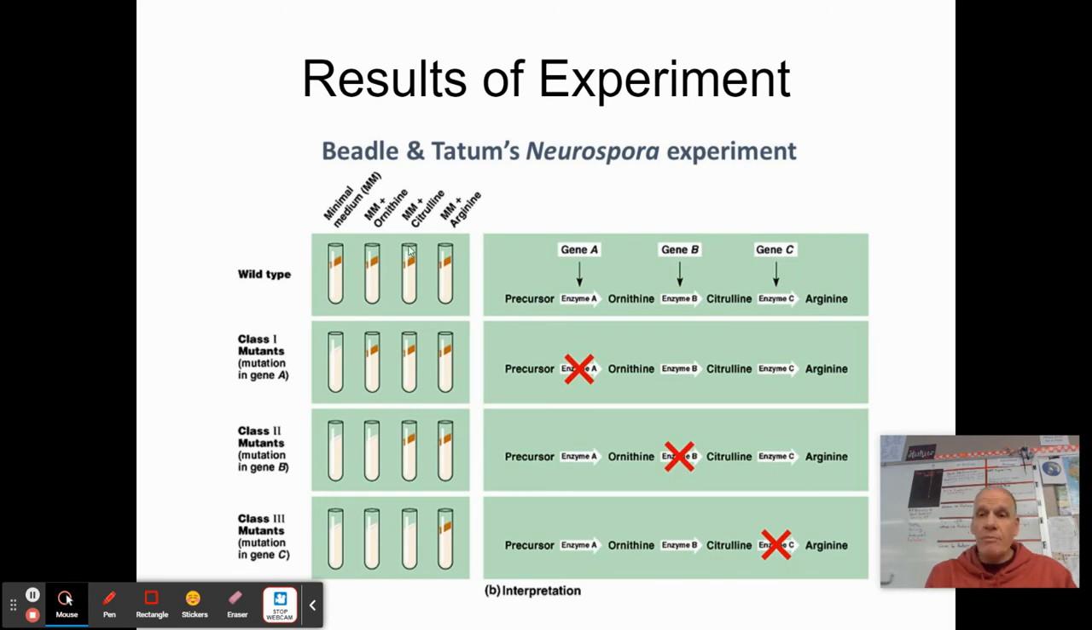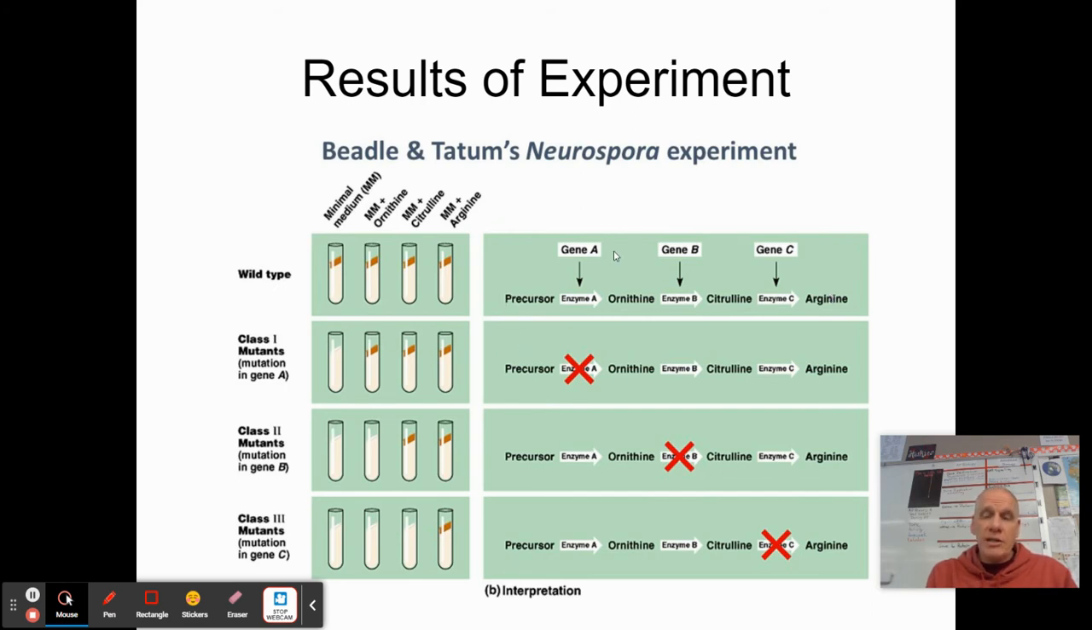The wild type, again, that's the one that's normal, not subjected to X-rays, is able to grow on all of them. It can grow on the minimal media because it can take those carbohydrates and convert them to all of the necessary amino acids. Why? Because it has functional enzymes that can do that. So class 1 mutants, this is where the gene mutation is in the first gene of this metabolic pathway. We're starting off with a reactant and we have to make arginine. If we can't make arginine, then the mold is not going to grow.